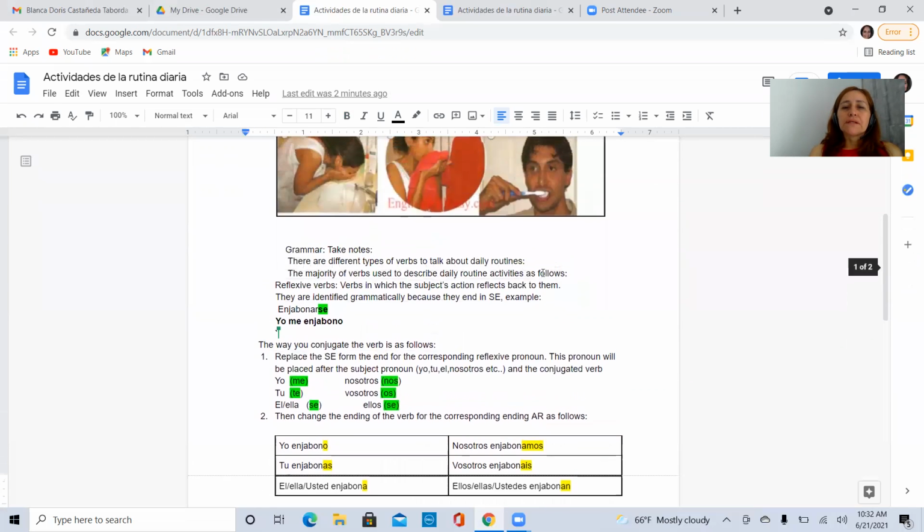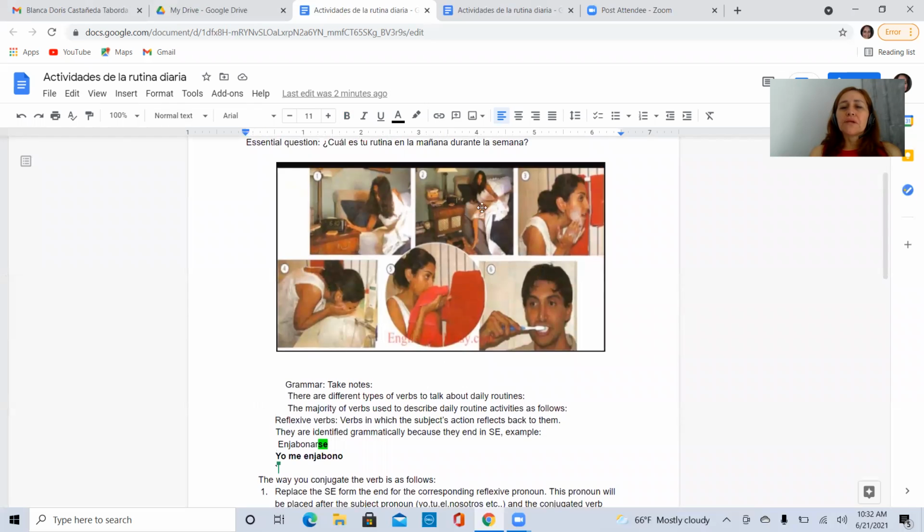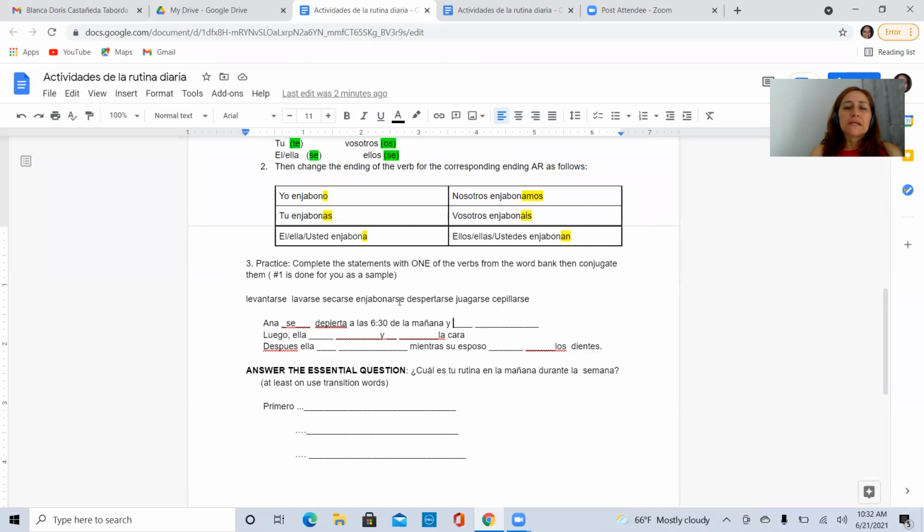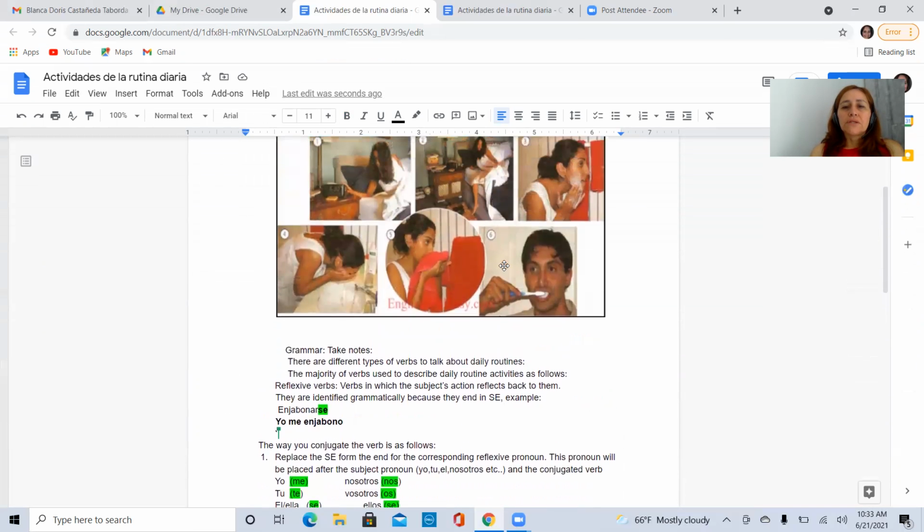And then what does she do next? Let's look at the picture. She gets up, right? How do you say gets up? Levantarse. So take this SE, that in this case is the same reflexive pronoun for her, se, and then conjugate the AR verb to match with the ella form. So ella se levanta, and we have the ending right here for él, ella. Ella se levanta.